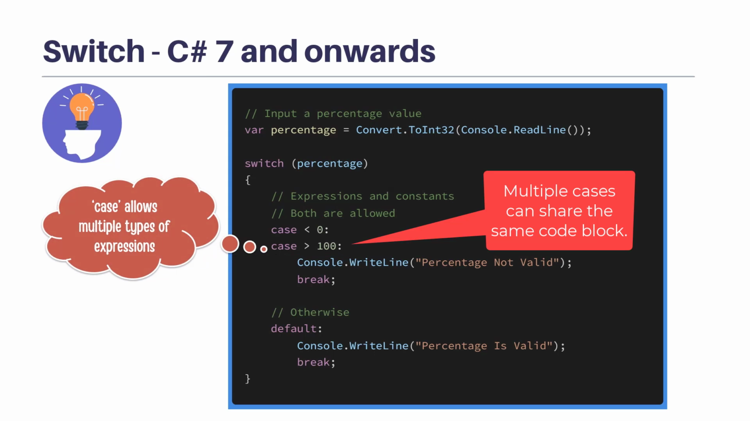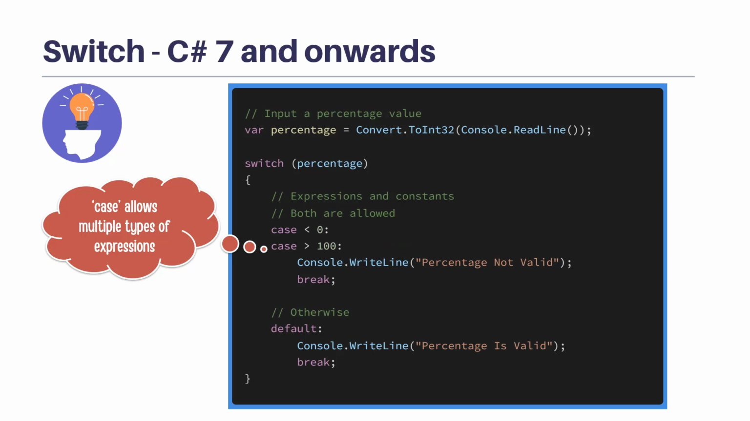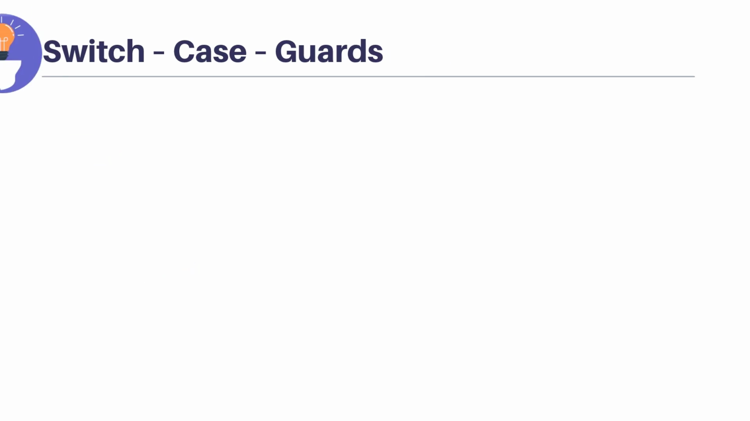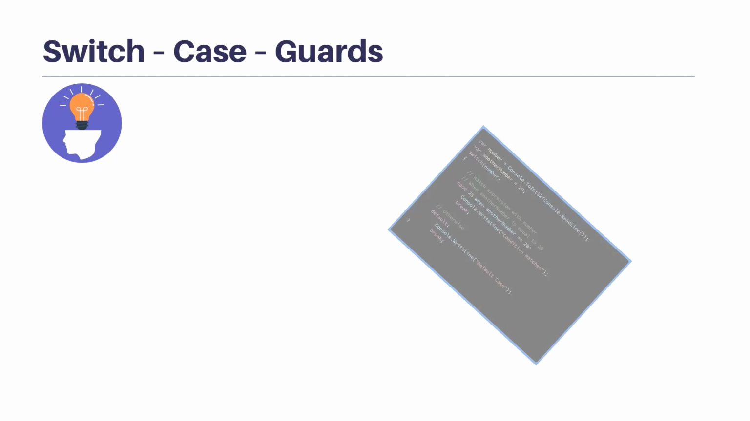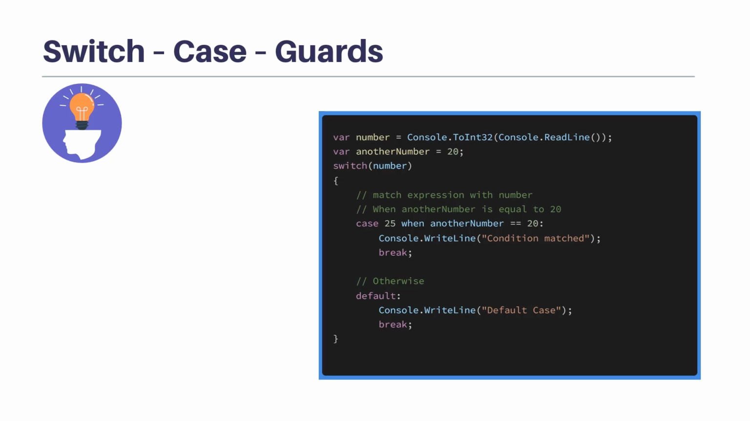If any case statement matches with the expression specified in the switch statement, then the corresponding code block would be executed. Till now, we have had an introduction to keywords like switch, case, default, and break. There is one more keyword which is used with switch statements. The keyword is when. Every case can also have guards. A guard is an additional condition that can be specified using the when keyword.